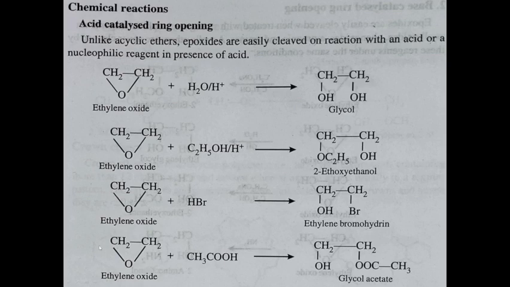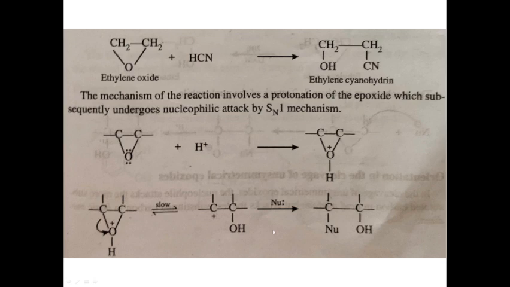Okay, and then if we react the epoxide with acetic acid, again in the same way, one carbon atom of the epoxide contains an OH group and the other carbon atom contains an acetate group, CH3C=O group. So this is glycol acetate. And then ethylene oxide reacts with HCN, hydrogen cyanide, and one carbon atom gets an OH group and the other one a cyanide group. So we get ethylene cyanohydrin.